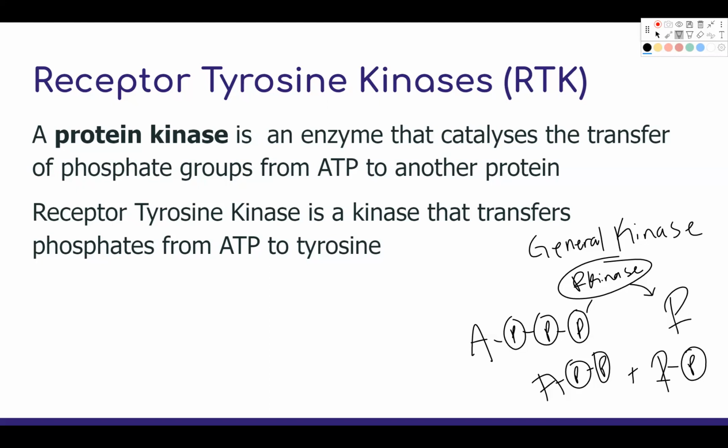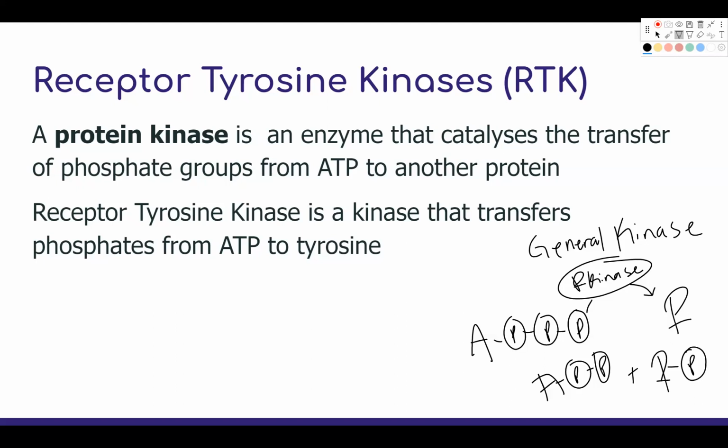A receptor tyrosine kinase is a receptor protein, so it is in the membrane, it responds to a signal, and it transfers phosphates from ATP to tyrosine, sorry, it's tyrosine protein. So this is our general kinase system. We're going to take a phosphate off of ATP, chuck it on a protein.